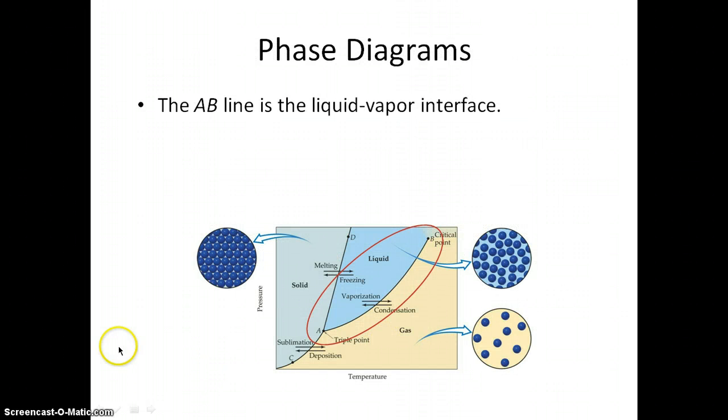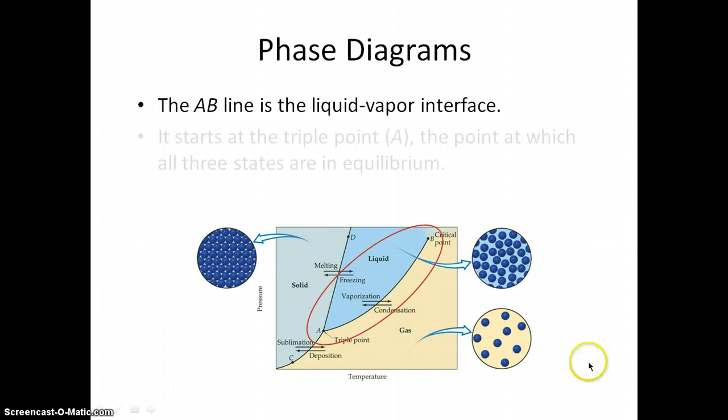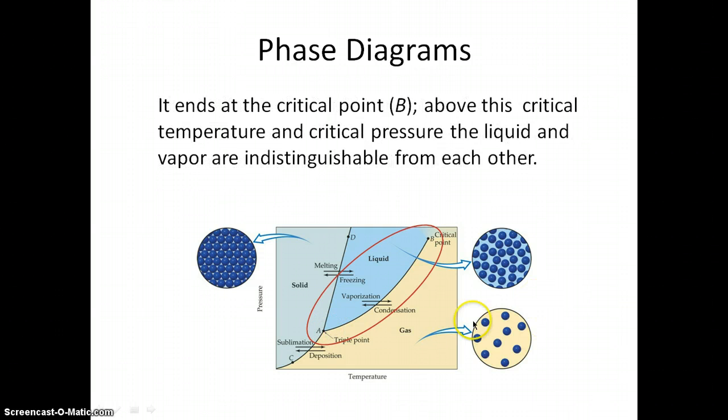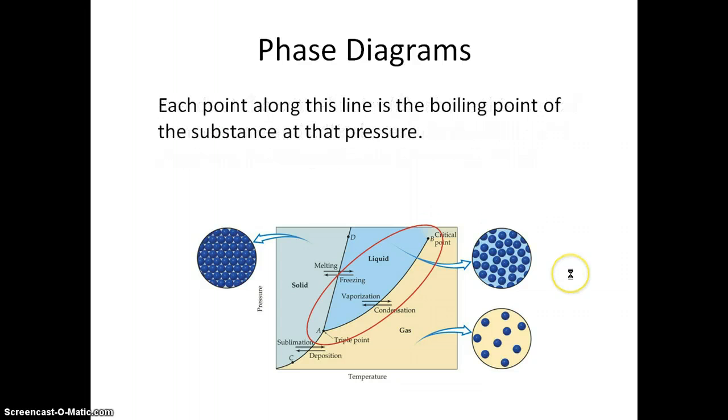So phase diagrams. The AB line we call the liquid-vapor interface. It starts at the triple point down here, and at the triple point all three states of matter are in equilibrium, meaning all three states of matter exist at the same time. It ends at the critical point B. Beyond this critical point, above this critical temperature and critical pressure, the liquid and the vapor, you can't really tell the difference between one or the other. We use the word indistinguishable, meaning we can't really tell which one's which at that point.